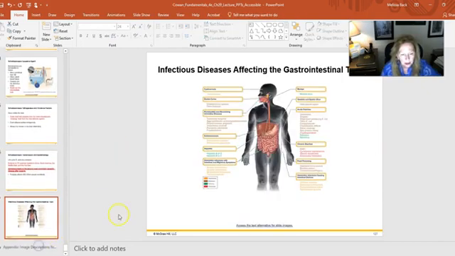So this is the end of our discussion of the GI tract, which has a lot of microorganisms that we have mentioned: bacterial, viral, protozoal, helminthic. We've mentioned a bunch of these, and this little slide sort of puts it in a nutshell. Hope you've enjoyed that.